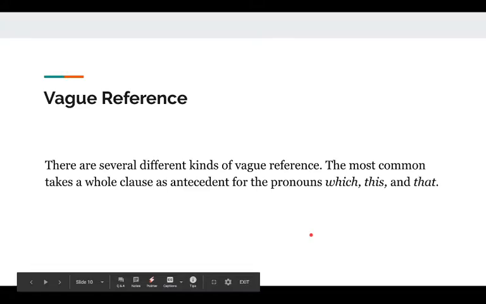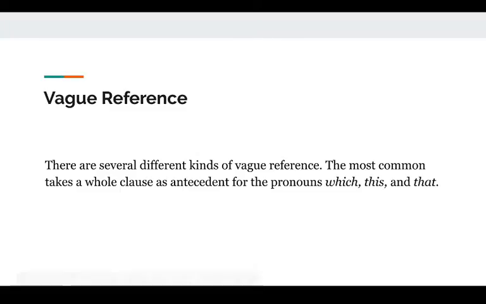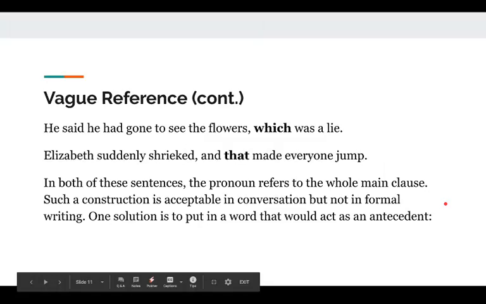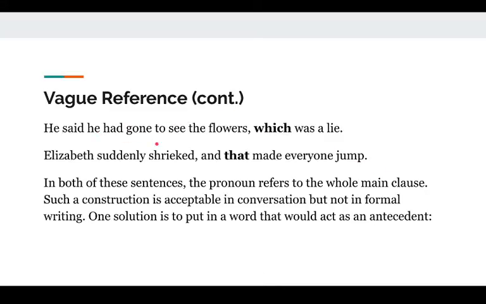The next possible error we can have is vague reference. There are several different kinds of vague reference. The most common takes a whole clause as an antecedent for the pronouns which, this, and that. Just to go through some examples to understand this. He said he had gone to see the flowers, which was a lie. Elizabeth suddenly shrieked, and that made everyone jump.